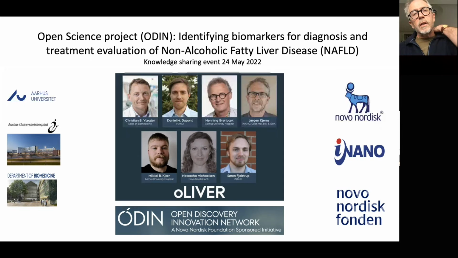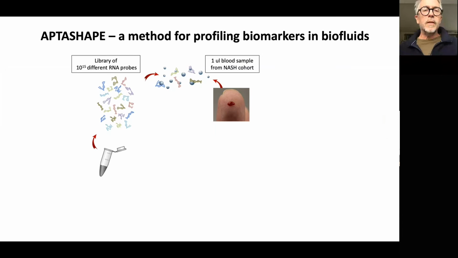So just a short recap of the method that we are applying in this. It's a novel method that we have developed over the last 3 or 4 years in our lab. And this is making a huge library of RNA molecules. It's actually 10 to the 15th molecules, so it's a large amount. And these fold up into small structures and will interact with proteins in the blood. And we can separate the ones that bind from the ones that do not bind.